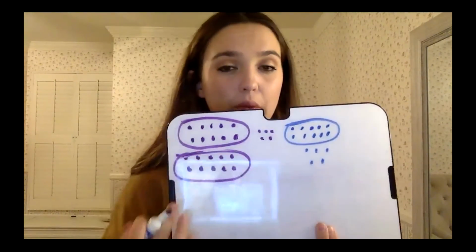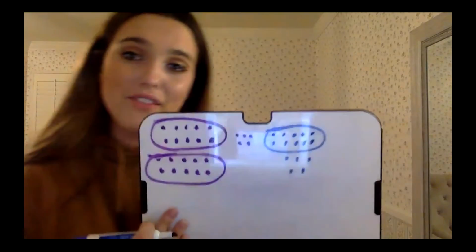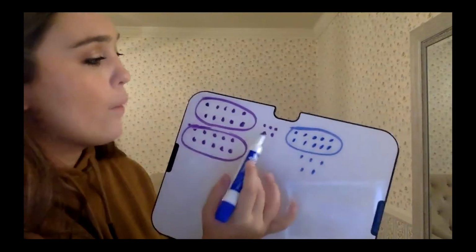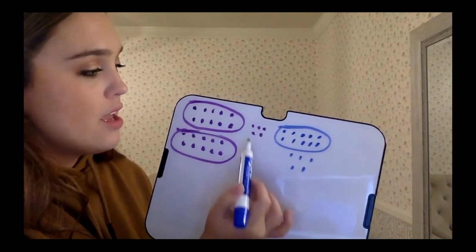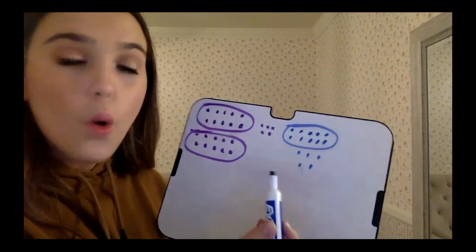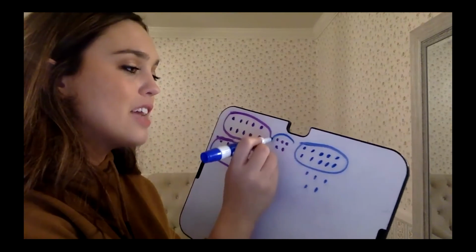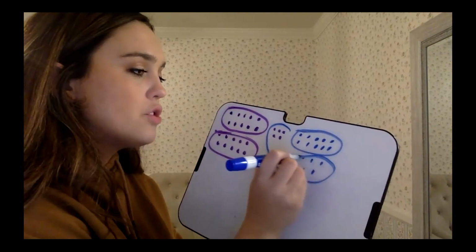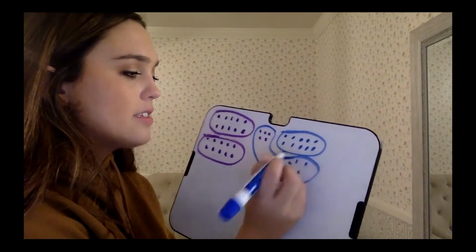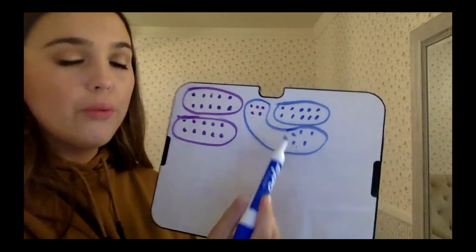But wait a second, we have a lot of ones floating around here. Should we see if we have enough to add up to 10 so we can group it off? We have 1, 2, 3, 4, 5, 6, 7, 8, 9, 10. We have another group of 10s. So I'm going to draw a little circle for that. So we have another group.